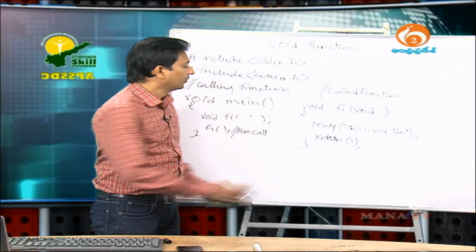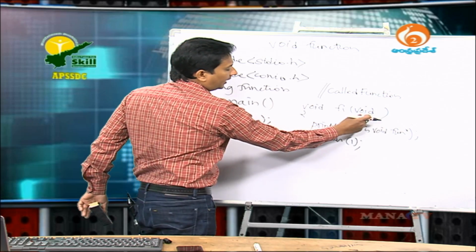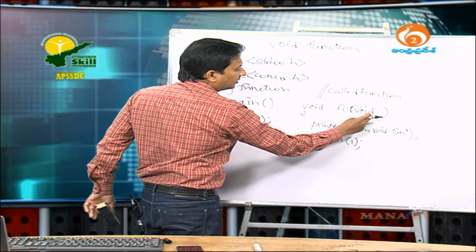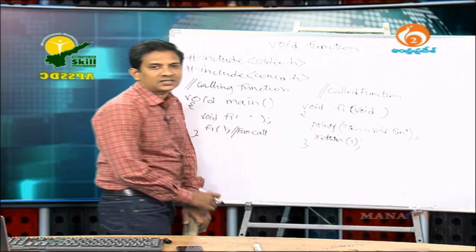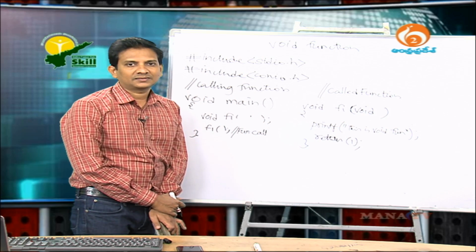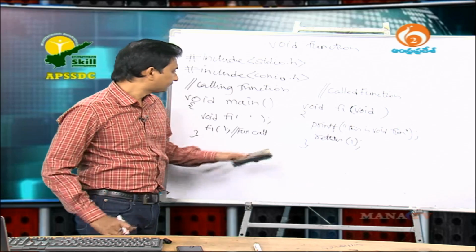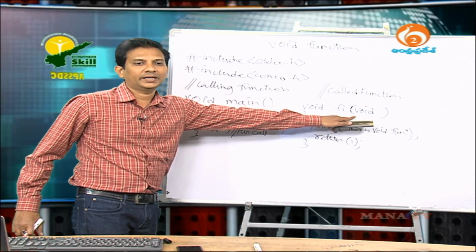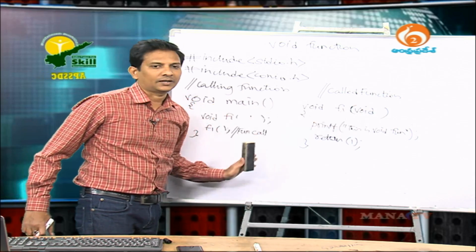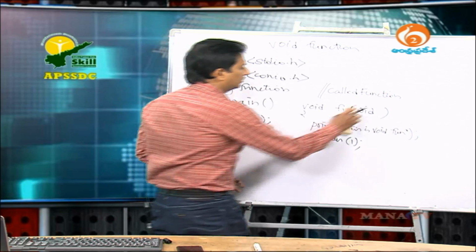Here in the function heading, if you write void, it means there is no argument list, no formal parameters, so it will not take any values from the calling. That is the meaning of this.